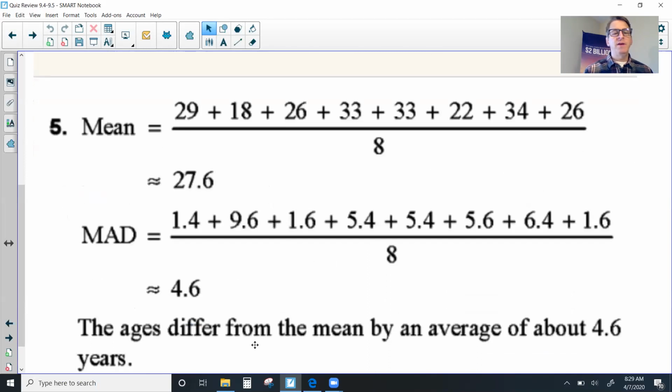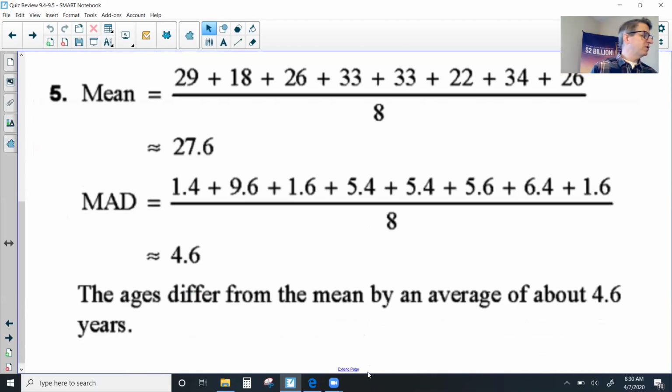What does that mean? It means that the ages differ from the mean by an average of about 4.6 years. Number 6, prices of homes. Okay, thousands of dollars on number 6.